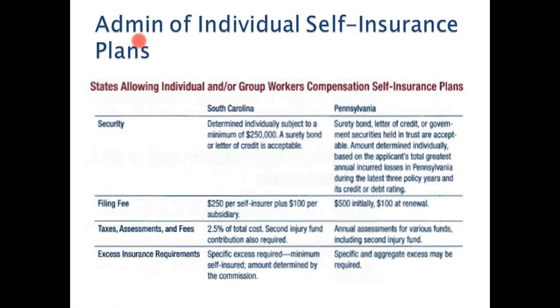So this is basically something that's in the book, and it talks about, at least for the state of South Carolina, and now we're talking about administration of individual self-insured plans and or group workers' compensation. It just shows here's what the filing fees are, taxes, assessment, 2% of total cost. What they call a second injury fund contribution is also required. I know the state of Nevada has a second injury fund, and then there might be some specific excess required. So self-insureds may be required to have certain types of insurance as part of this as well.